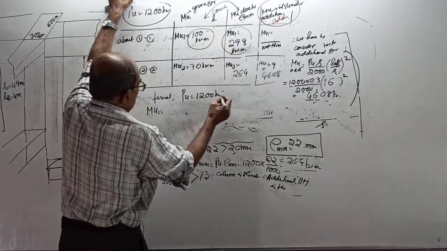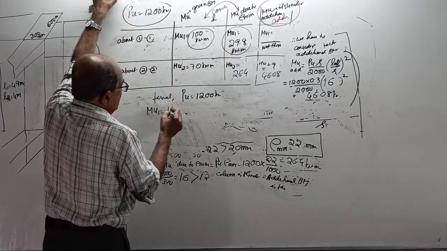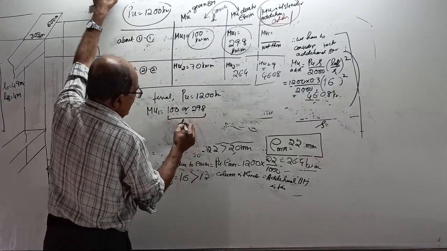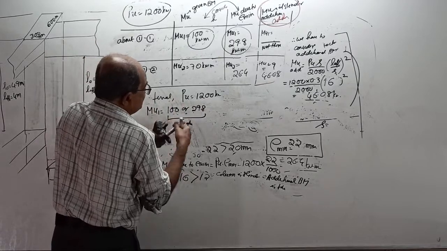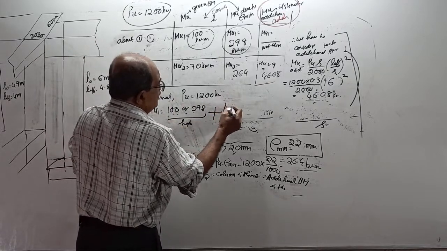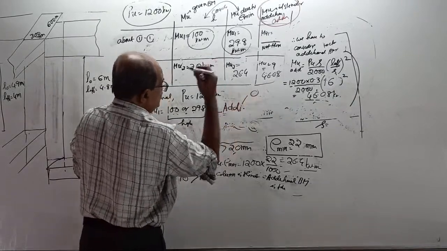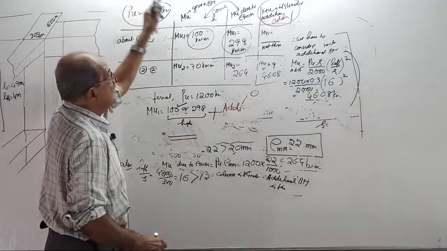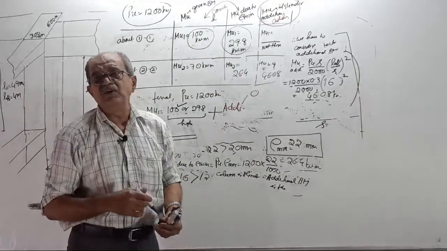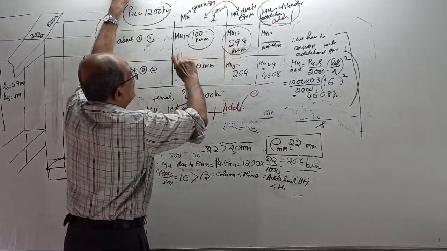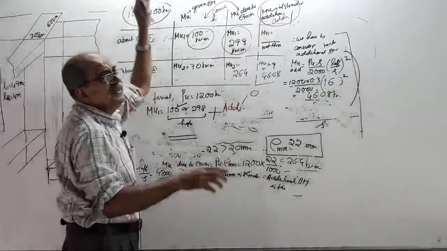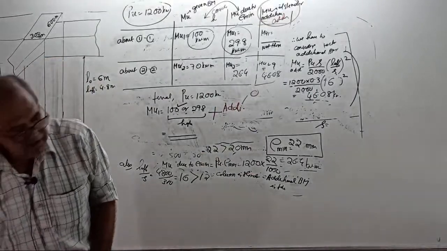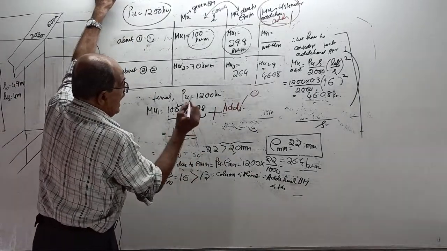So MU1 is 100 or 29.8, whichever is higher, plus additional BM, but additional BM is 0. Therefore, take 100. What is final MU1? There is no additional BM here. If it is there, you have to add it. You compare among these two, whichever is higher, and add that one if it is applicable. Answer: 100 kilonewton meter.